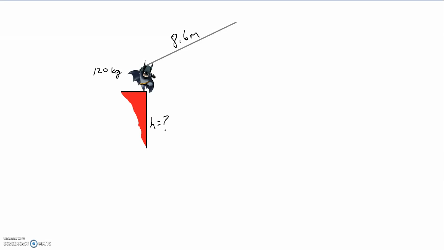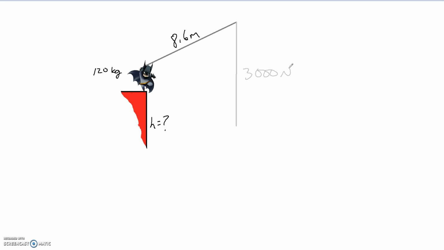Here we have Batman standing on the edge of a building. We're holding onto an 8.6 meter long cable from there to there. And of course, what Batman is going to do is swing down, as Batman often does. So he goes from here and he's going to swing down in a circular path. And when he gets to the bottom of the pathway, there is 3,000 newtons of tension in the cable.